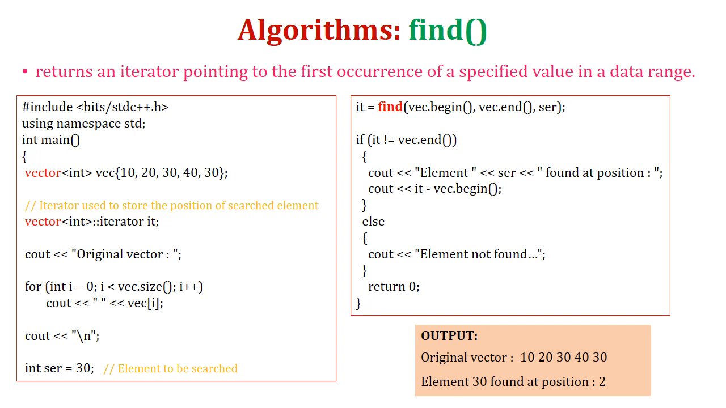Now it will return the position here. Then you verify whether it is end or not. It is not end, right? So automatically it will print the message, like, the search element is 30, element 30 found at the position. So what is the position of the 30 here? 2, right? 0, 1 and 2. So it will display like that.